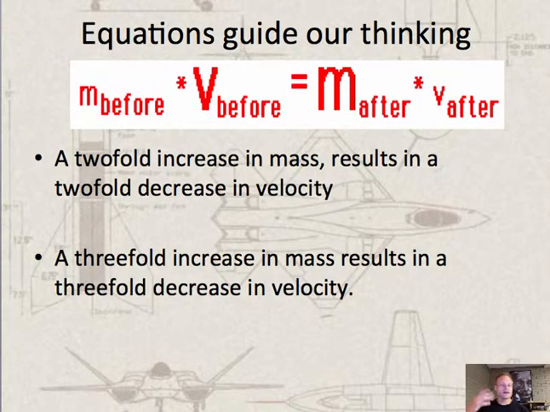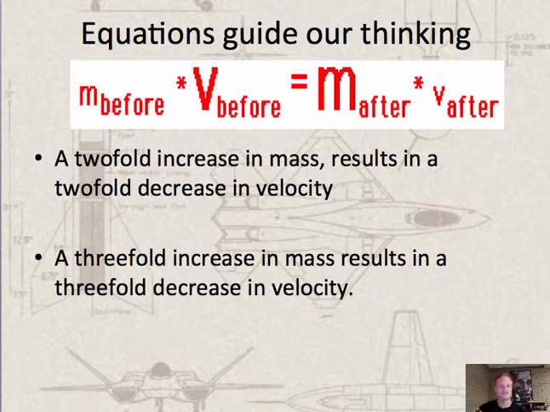Again, I always use equations as a guide for our thinking. If you have a twofold increase in mass, that results in a twofold decrease in velocity. So mass and velocity are inverses of one another. If you have a threefold increase in mass, that results in a threefold decrease in velocity. So you can think about what's going to happen to the velocity if the mass increases or decreases, even without putting numbers in.